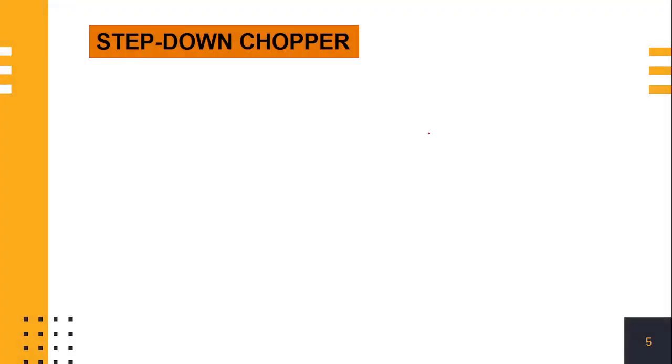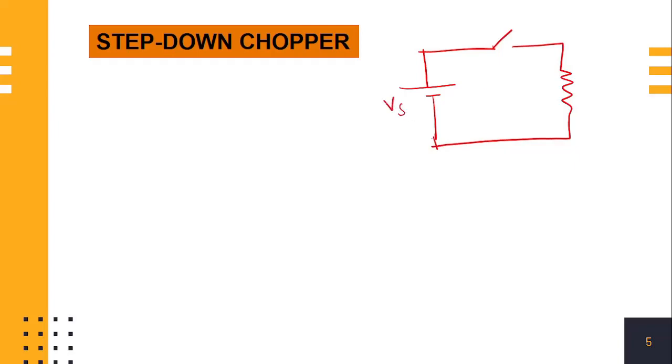First of all, we will see the step down chopper. This is the circuit diagram of a very basic, fundamental step down chopper, which consists of the input voltage and the switch. The switch may be a power electronic device, and there is also a resistive load. The operation of this circuit can be understood using mode 1, when the switch is on.